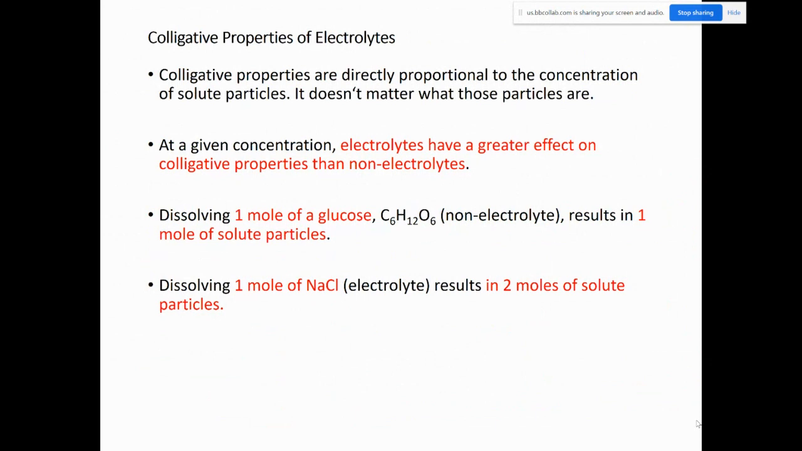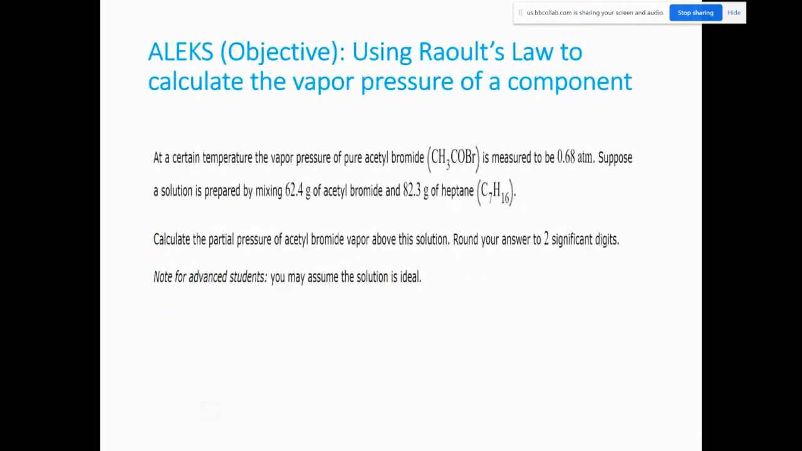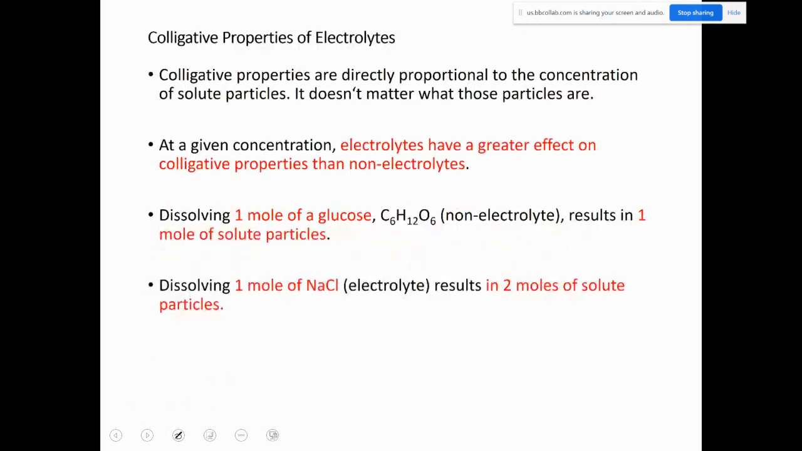When we dissolve, let's say, sodium chloride in water, we said that yes, the vapor pressure is lowered whenever you add sodium chloride to water. That's why we said that the colligative properties are directly proportional to the concentration of solute particles. And that's why they are called colligative properties. Now, for all these colligative properties, lowering of vapor pressure, boiling point elevation, freezing point depression, the electrolytes have a greater effect than non-electrolytes.